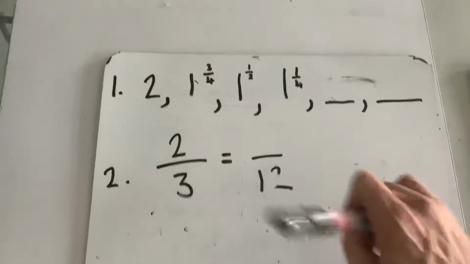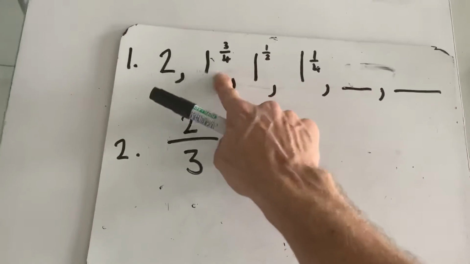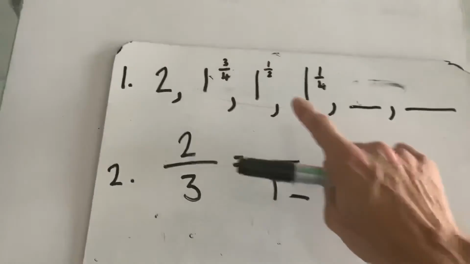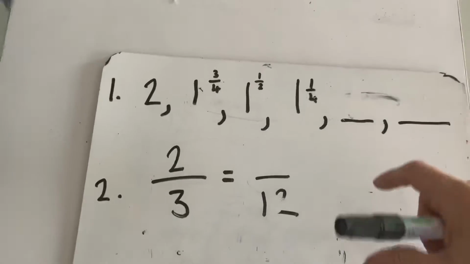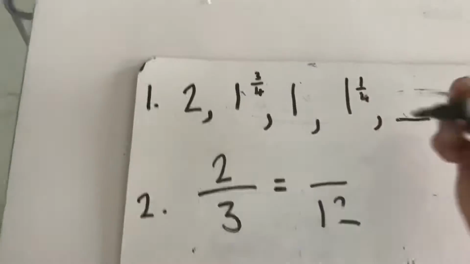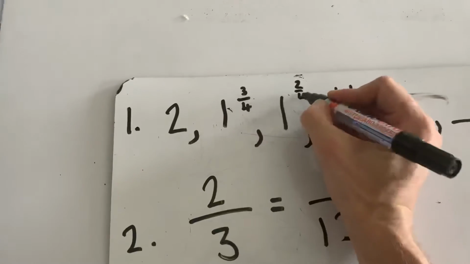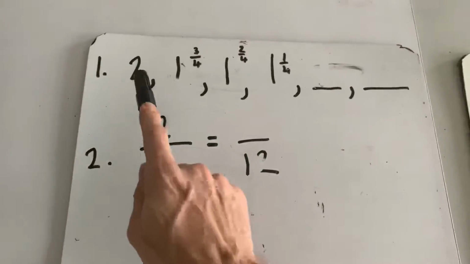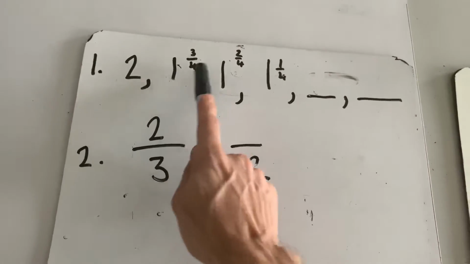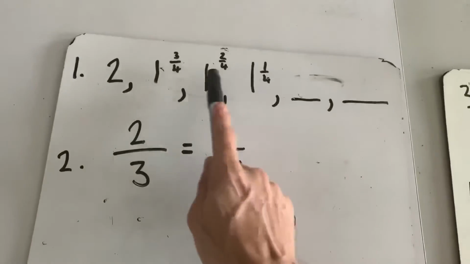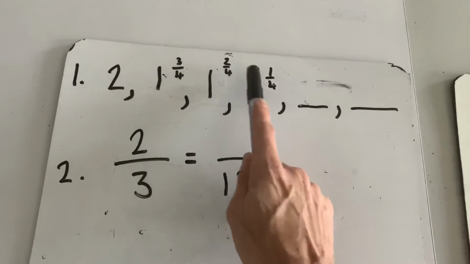Now what I can see straight away is that this denominator is different to that and that. So I want it to be the same. I know that 1/2 and 2/4 are the same. So I'm going to put the equivalent fraction in. So 2/4. Now what I can see now is I go from 2 to 1 3/4 to 1.5 to 1 1/4. I can see it's going down 1/4 every time.